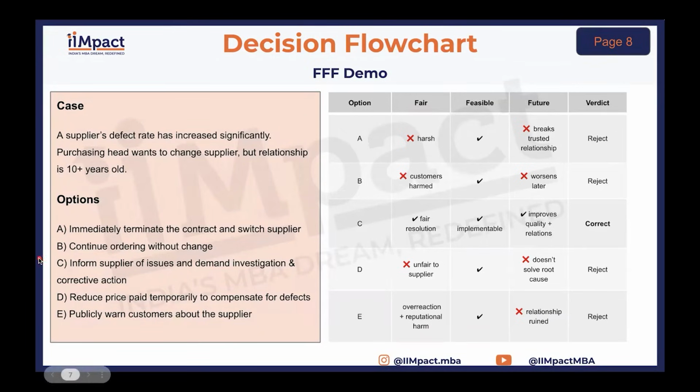So your answer for this question will be option number C. And as you can see, the framework works really well. You are able to connect the dots. In this example, feasibility was not really an issue because all the options were actually feasible. You could have done those, right? But in that, feasibility also can play a part.